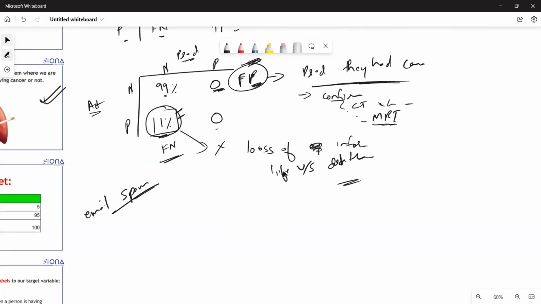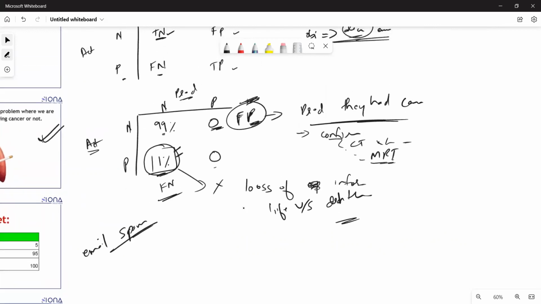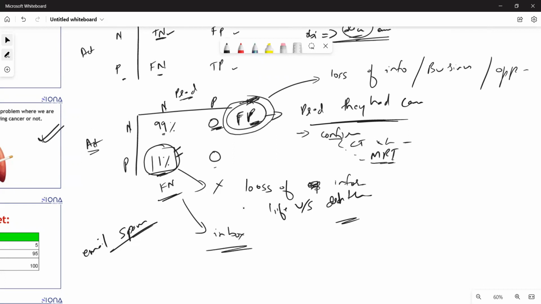Now for this, let me come to the same table here. False positive, that is, emails are not actually spam, but they ended up as spam. That means loss of information, business, or opportunity. That is false negative: actually they are spam, but they're not detected as spam. So they just come to your inbox and you have to manually delete them. Okay, it's just a waste of time.